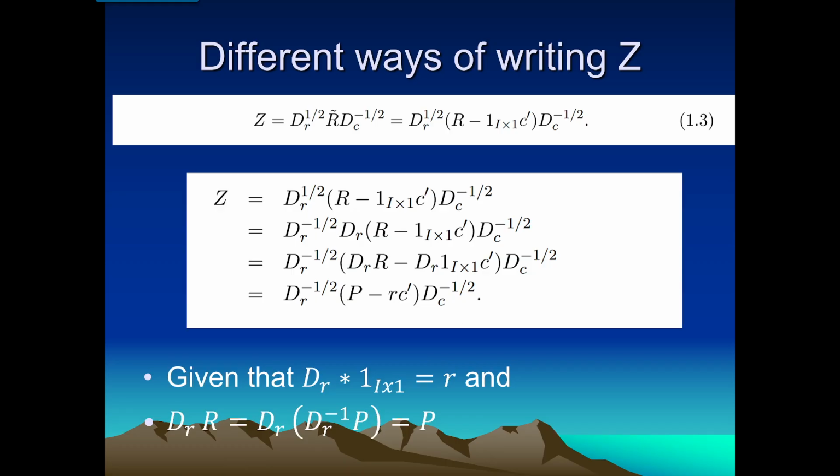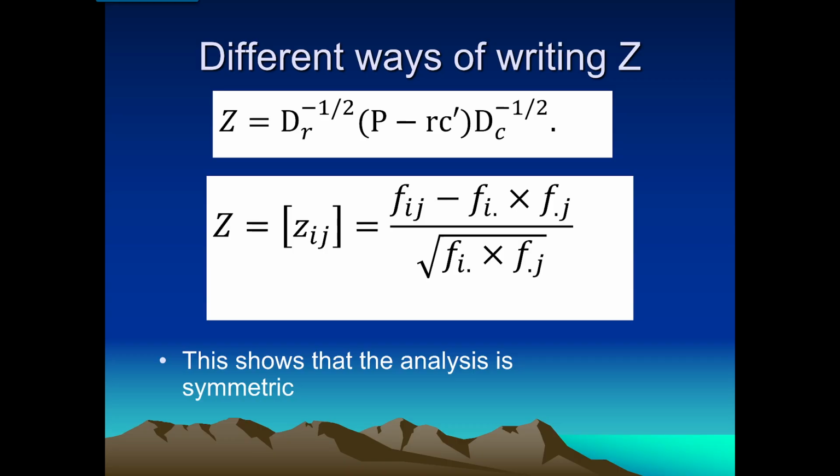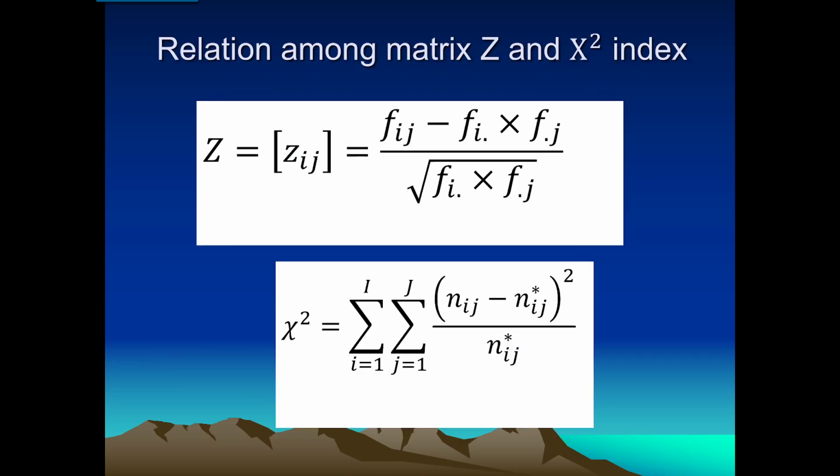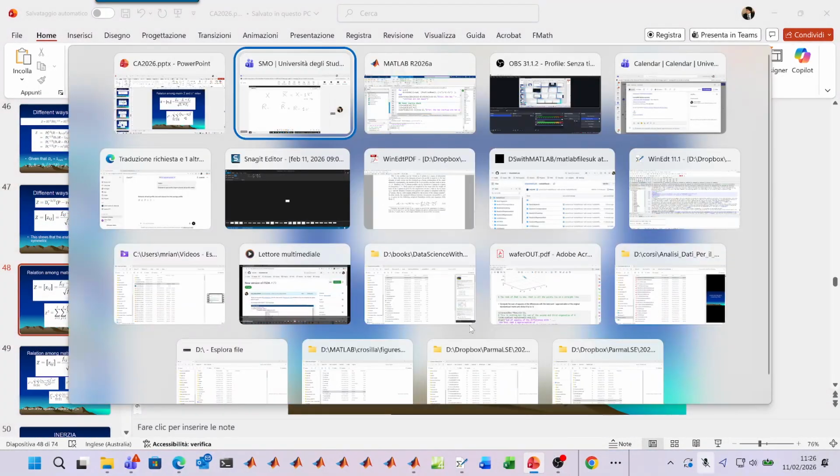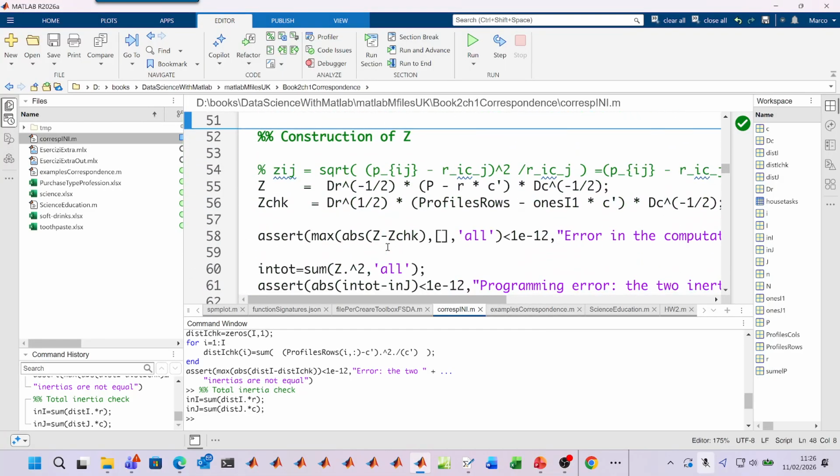Therefore, the sum of the squares of the elements of Z is chi² divided by n, the total inertia, the total variance of the contingency table. It is the sum of the weighted distances of each row profile with respect to the centroid, or of the column profiles to the centroid, squared distances weighted. So the analysis is symmetric. You can write it this way, and all this is implemented here.